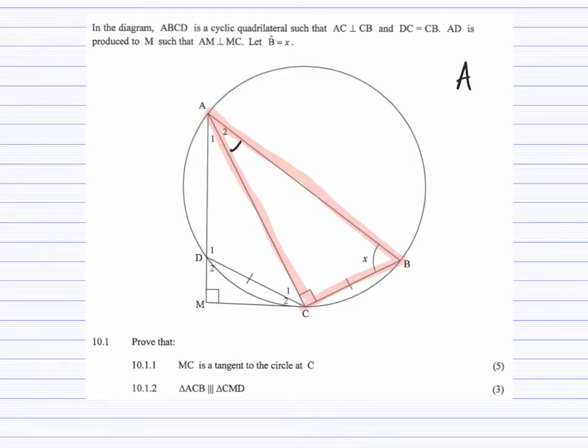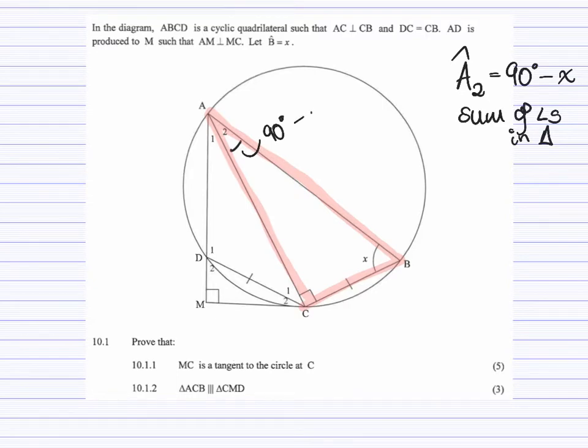So A2 is equal to 90 degrees minus X. That is your statement. Now the reason for that would be sum of angles in triangle. That is the reason that goes with the statement. Right, so we've just worked out that 90 degrees minus X is the size of A2. We can then work out other angles inside. The easiest one, looking at the cyclic quad to work out, would be your D1 there, okay?